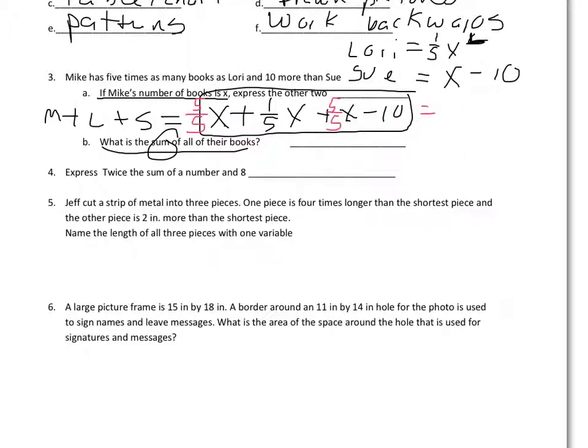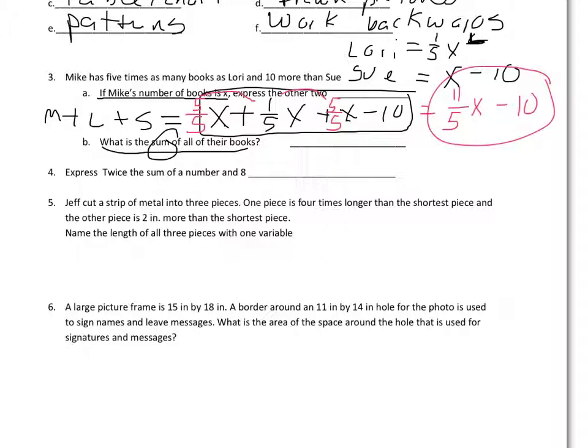And then when we're adding these up, because we have that common denominator, 5 plus 1 plus 5, that's going to be 11/5 x, and then we have our minus 10. So that is the sum of the number of the books they have, and we probably do want to simplify these sorts of things since we know how to do those now.